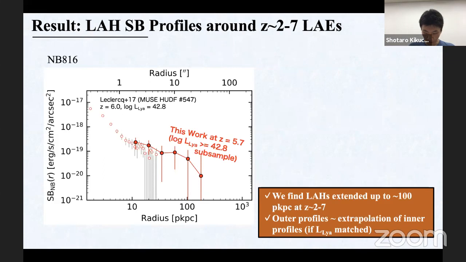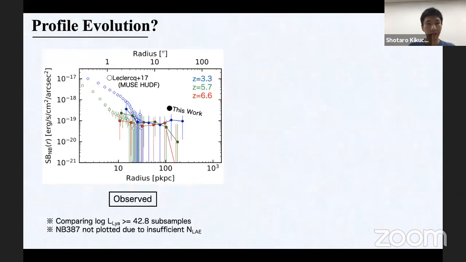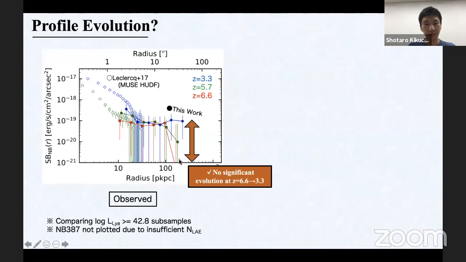Okay, now let me go to the discussion part. First, let's look at the evolution of the halo profiles. This figure compares the profiles at these three redshifts. The filled symbols show our results, and the open symbols show Leclercq et al.'s results from the MUSE Hubble Ultra Deep Field. To do a fair comparison, all of these samples are constructed so that the Lyman-alpha luminosity is in this range. Looking around here, you cannot see a significant evolution from redshift 6.6 to 3.3.